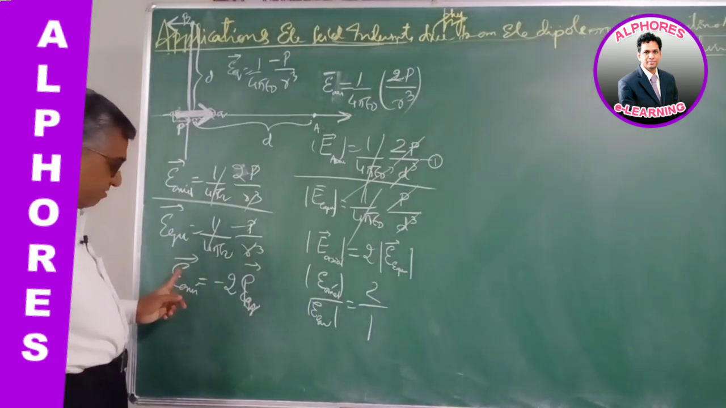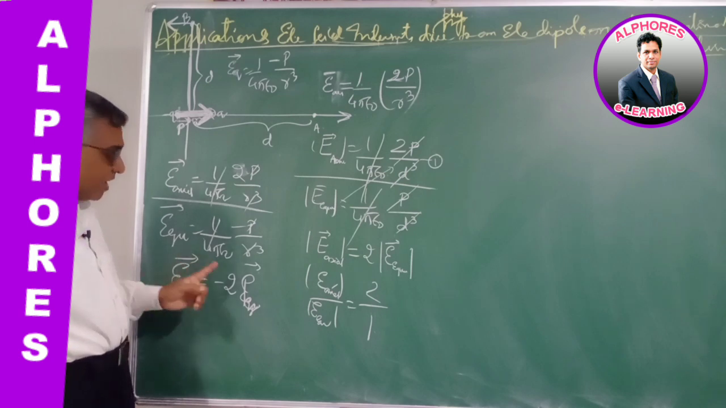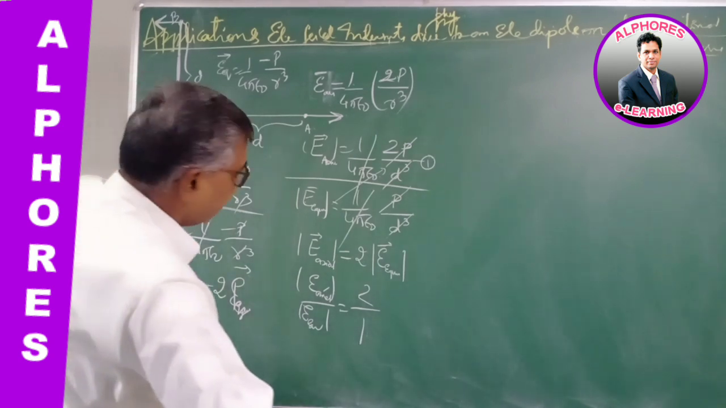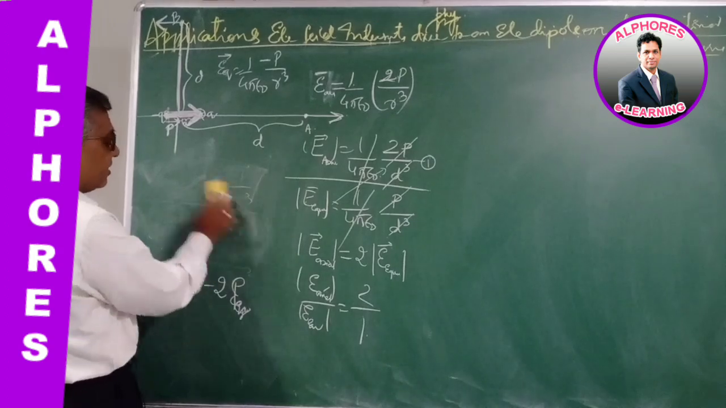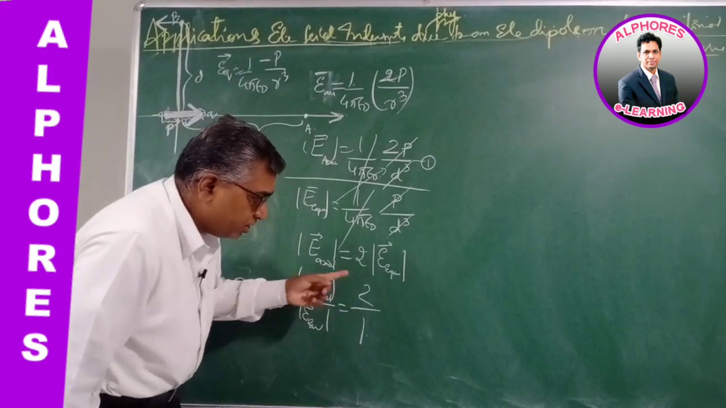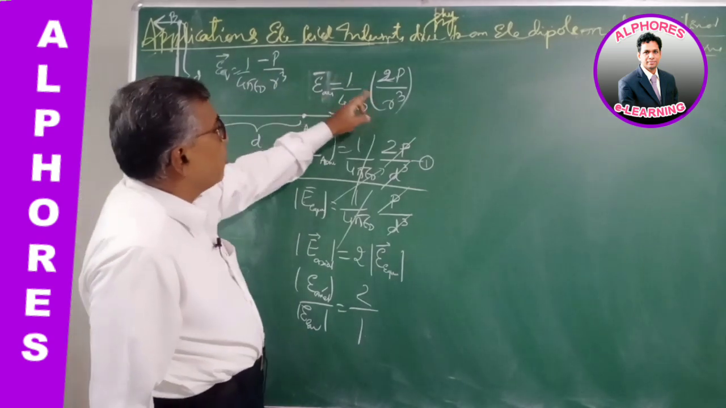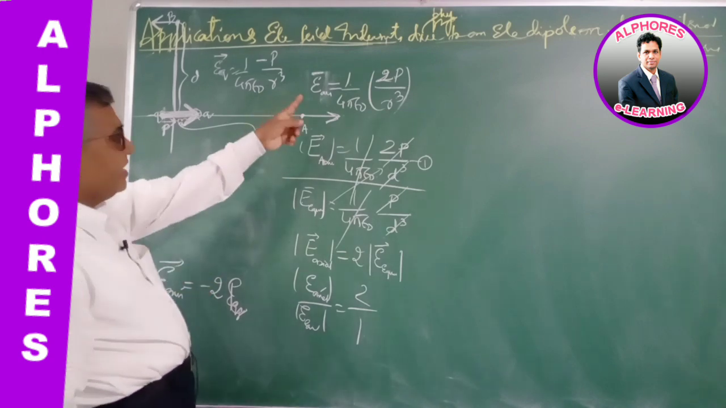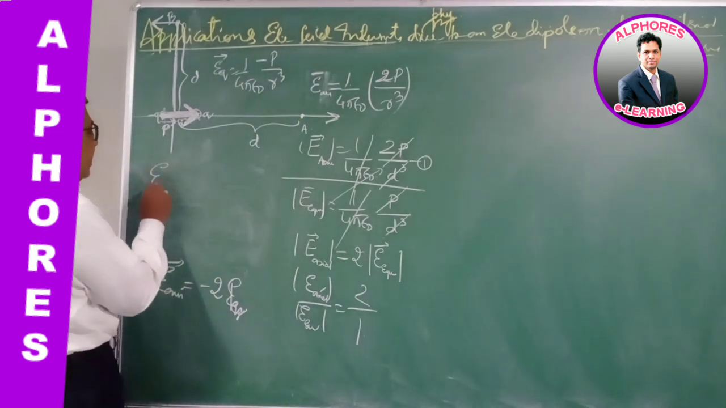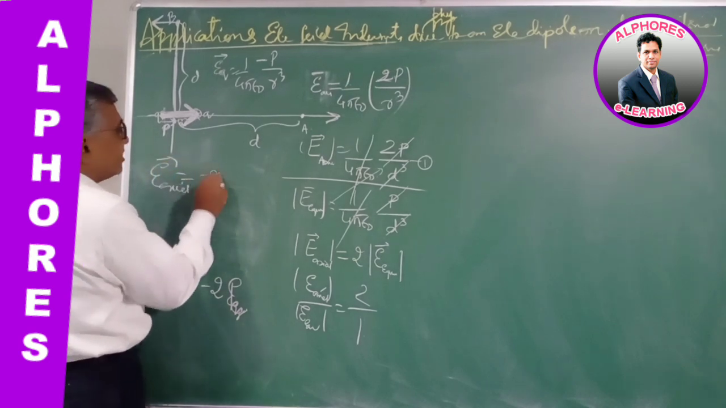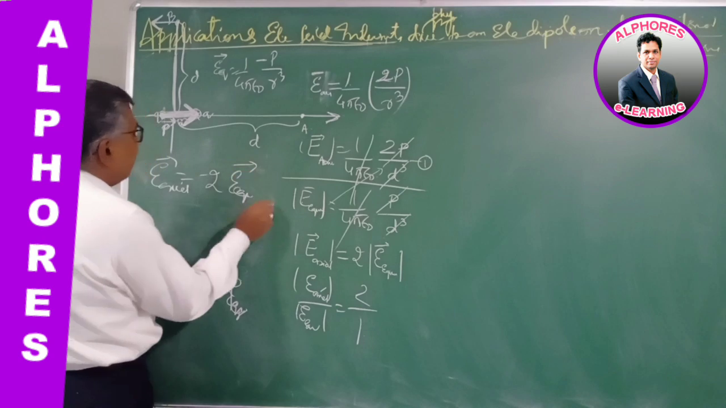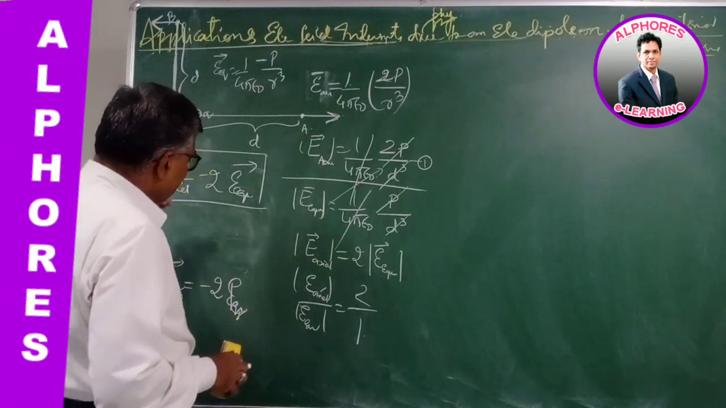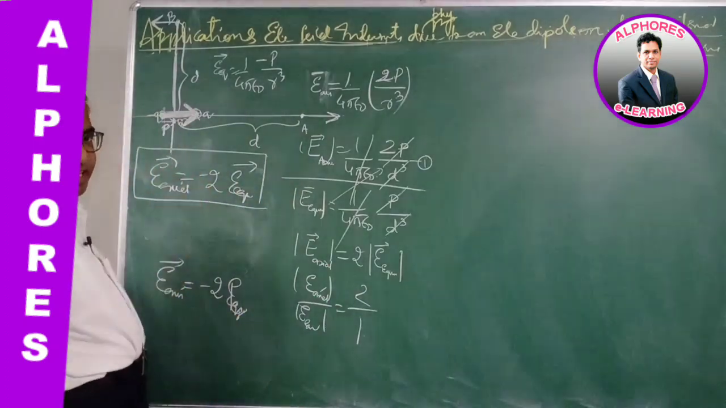So the electric field intensity on the axial line, magnitude wise, is twice, but the direction is opposite to the electric field on the equatorial line. When I take the vector into consideration, magnitude wise it is double, but direction wise it is opposite. Therefore, E axial is minus 2 times E equatorial for the same dipole, if the dipole moment is the same.